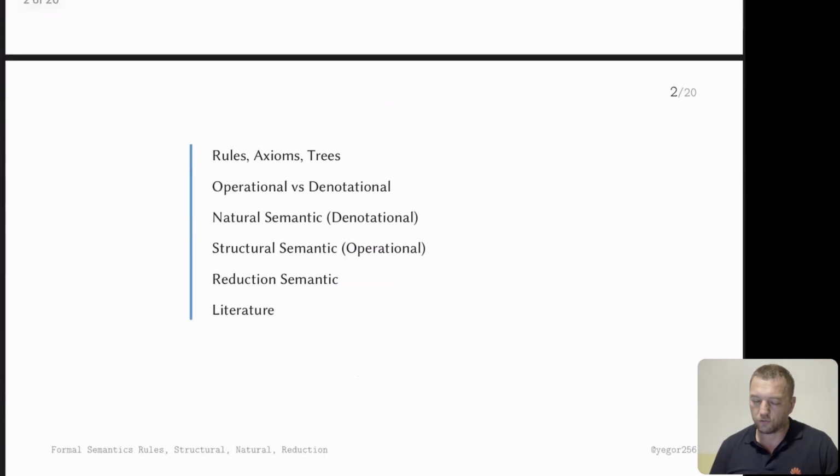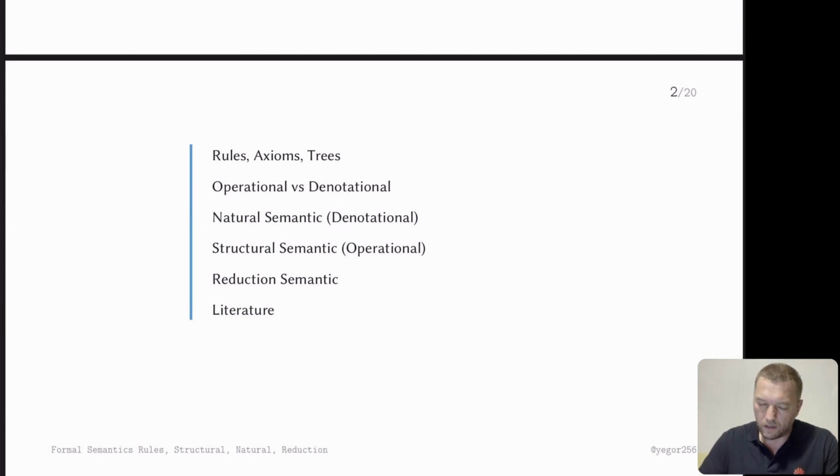So this is the structure of the lecture. We're going to talk about the rules, the axioms, and trees. This is like a quick introduction of the things which we're going to deal with. Most of you probably understand them, but I will still recap our knowledge there.